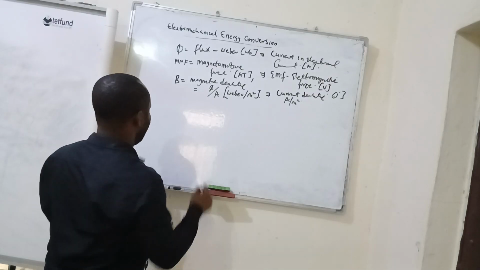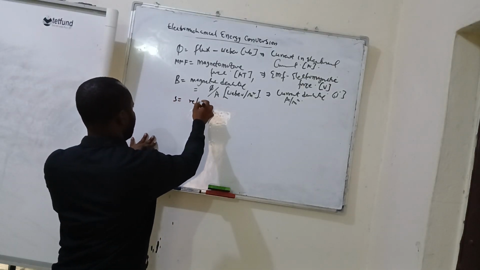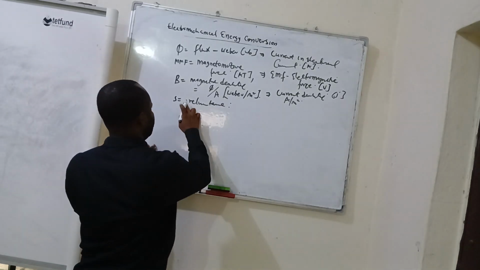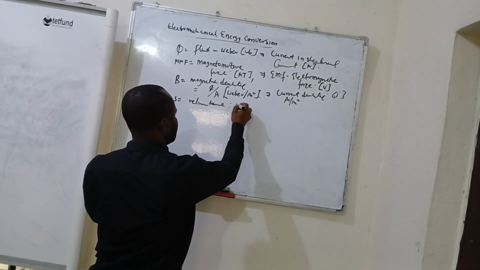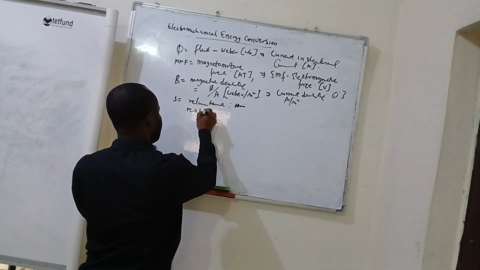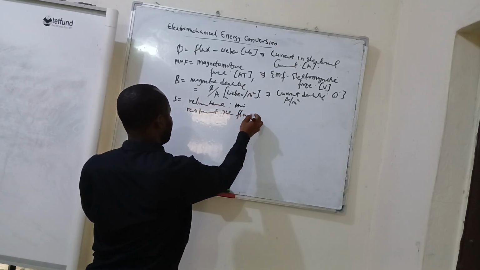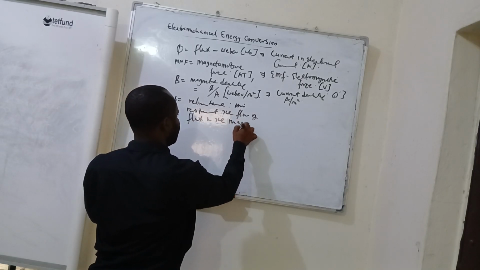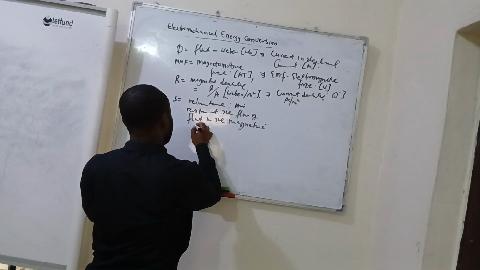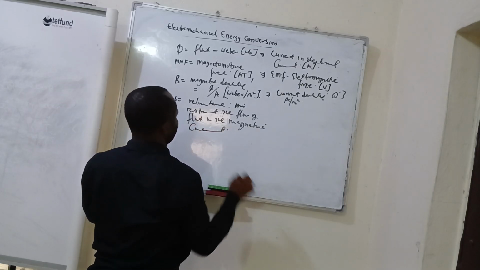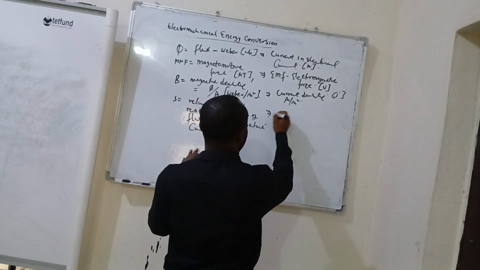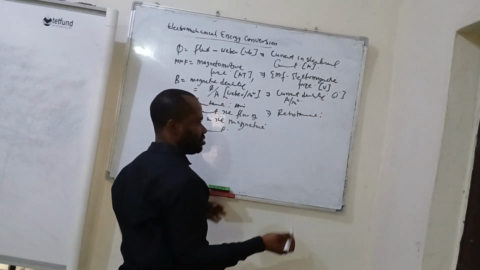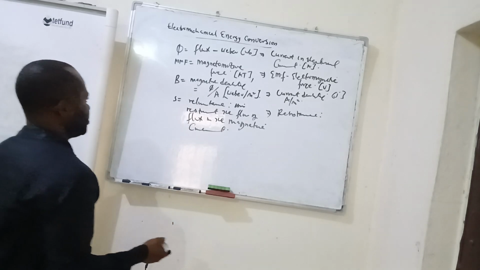So we also have what we call S, which is reluctance. This restricts the flow of flux in the magnetic circuit. Equally, we have resistance in electrical circuits. It also resists the flow of current.